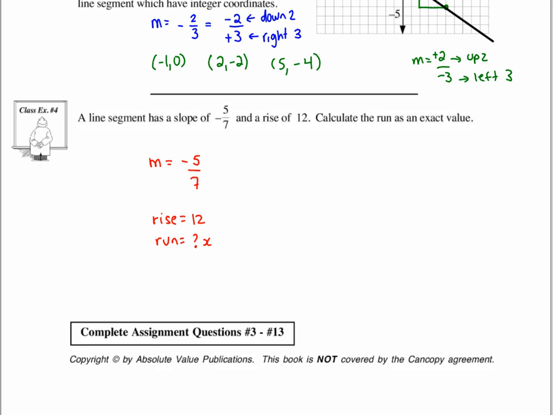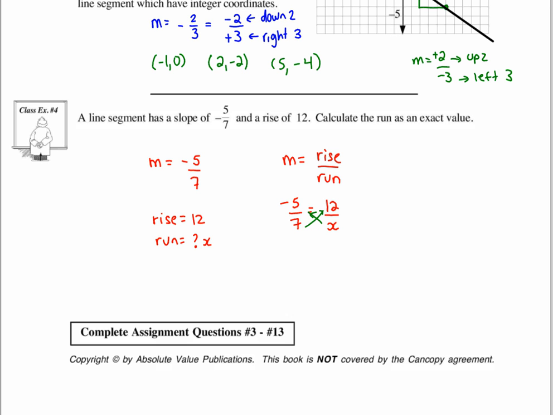So we know slope is the same thing as rise over run. And what is our slope? Well, our slope is -5/7. So -5/7 equals the rise of 12 over the run of x. Okay, so from there we want to solve for x. It's on the denominator. So you can either cross multiply.